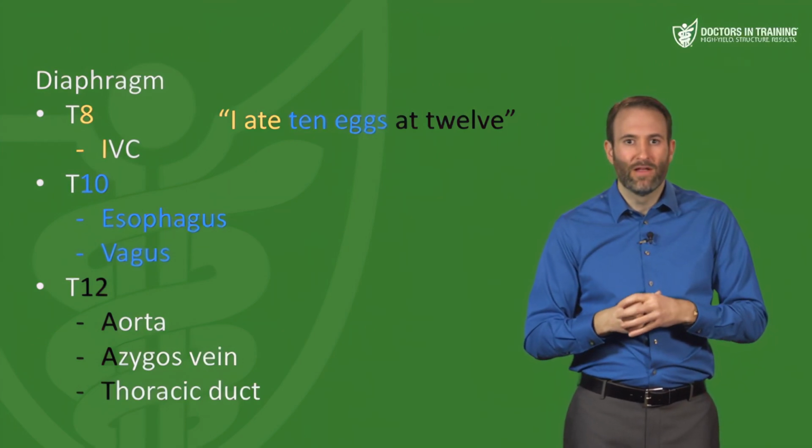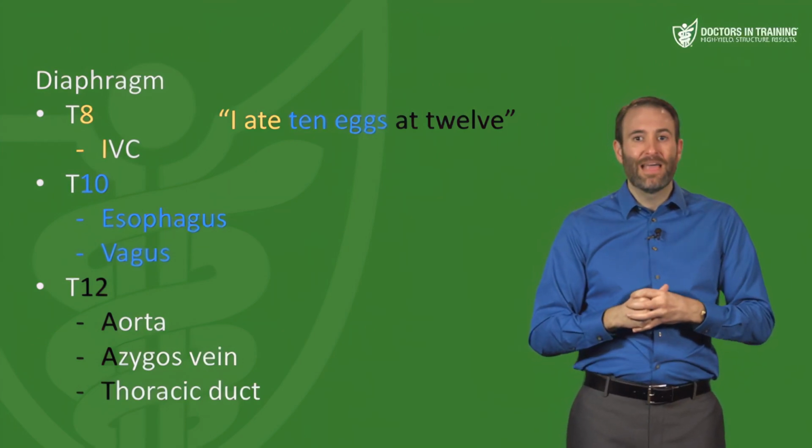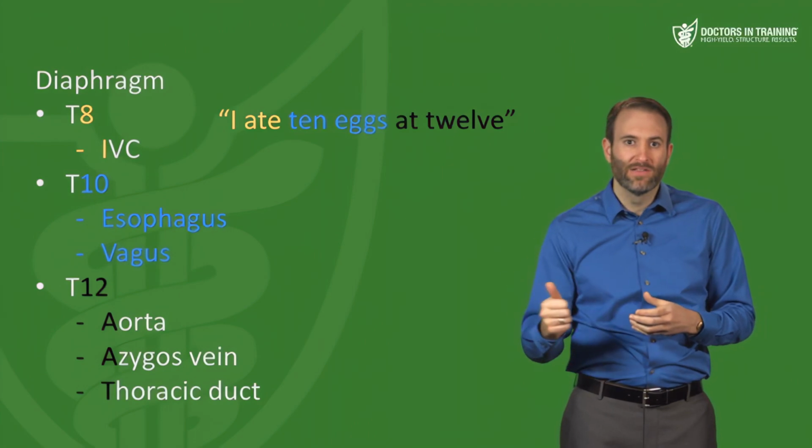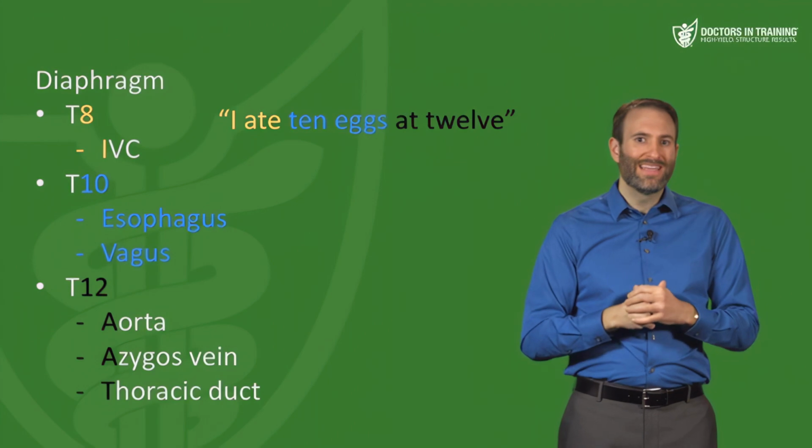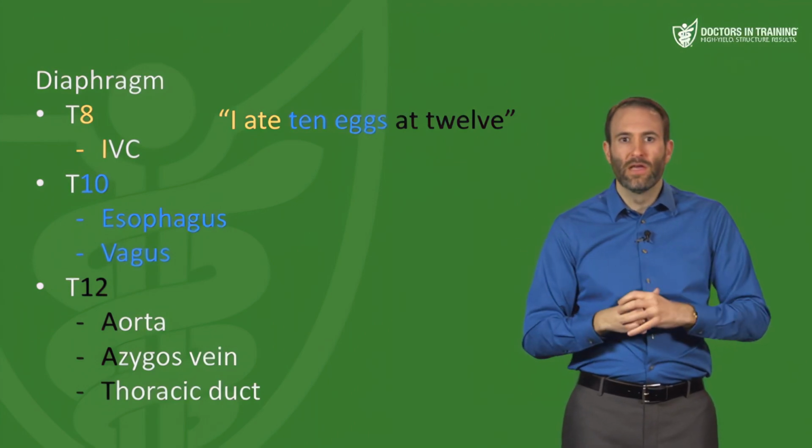Cranial nerve 10 on that vagus as well. "At" is going to be for aorta and azygos, and the T is for thoracic duct, and then 12 is for 12. So you can see how that mnemonic groups all those things together.